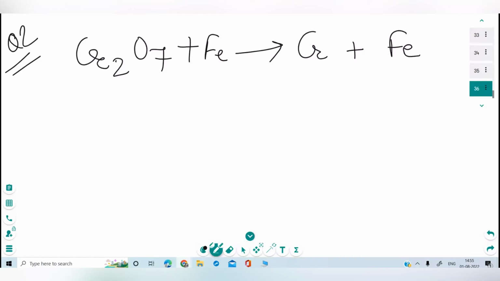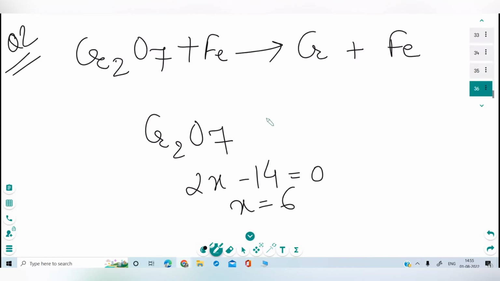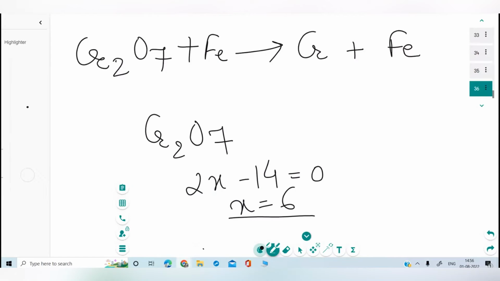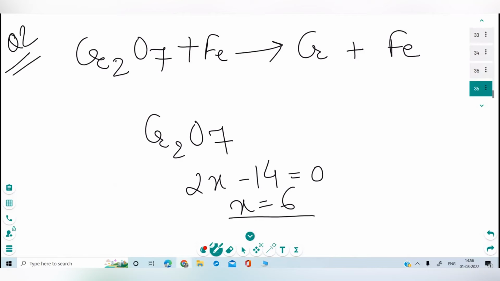First, to know the charge on Cr2O7, we will apply the same logic which we were using. What was that? 2x minus 14 equals 0, so x will come as 6. Correct? That's what we were doing: 2 into 1 and then minus 2. So that means chromium is plus 6 and oxygen is minus 2.